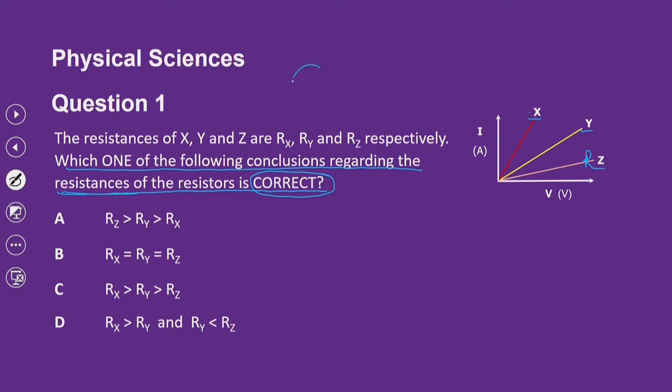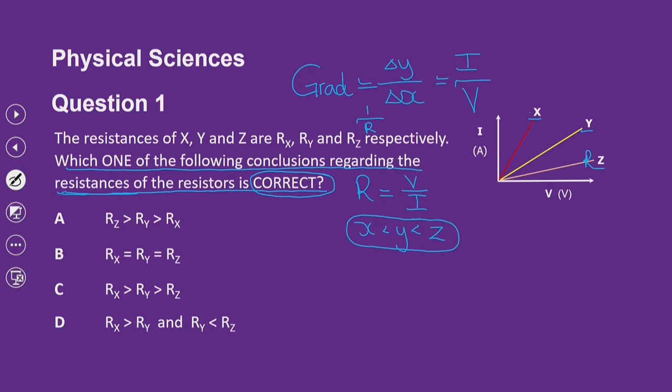What is gradient again? Let's write it over here. Gradient is equal to the change in y over the change in x. What is on the y-axis? Current. What is on the x-axis? Potential difference. And resistance is equal to V over I, and not I over V. So in actual fact, what this gradient represents is 1 over R. The gradient represents 1 over R. So now we know. Let's quickly write it down for ourselves. We're looking at the reciprocal values. So therefore, it means X will be smaller than Y, and Y will be smaller than Z. There we've got our answer.